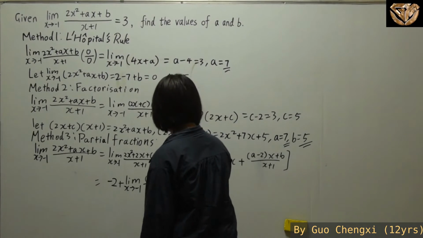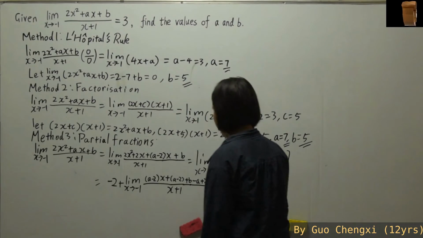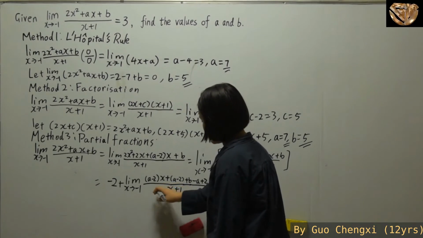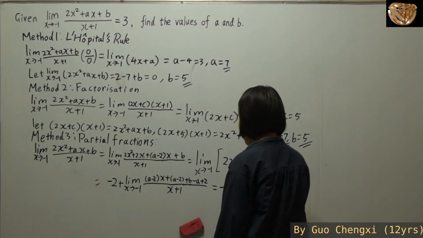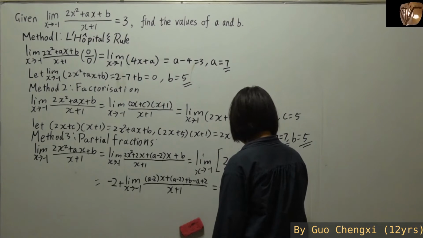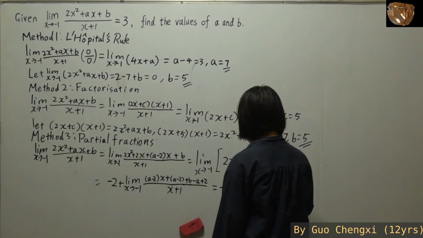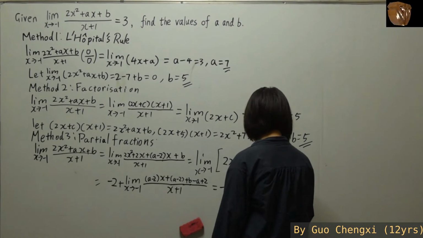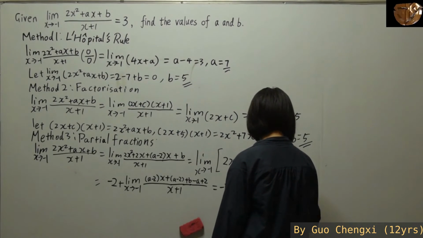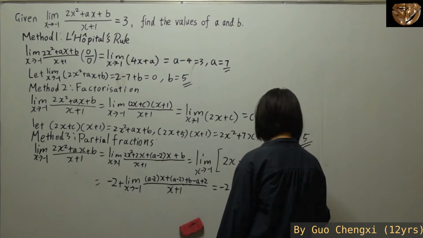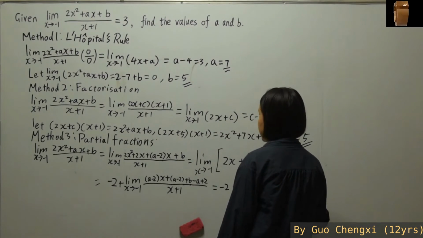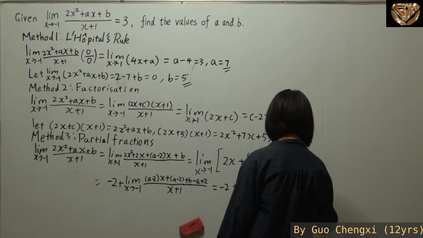And now we can take this out. We don't have to put this extra bracket anymore, because once you take it out, there's no more x. So you just get a -2, then after that plus a minus 2, limit, then plus the limit as x approaches -1 of b minus a plus 2 over x plus 1, and this equals 3.